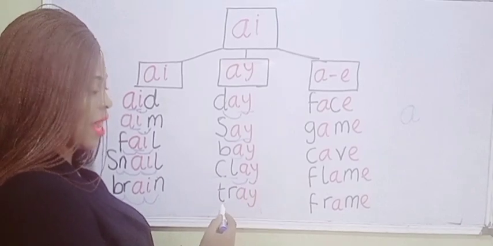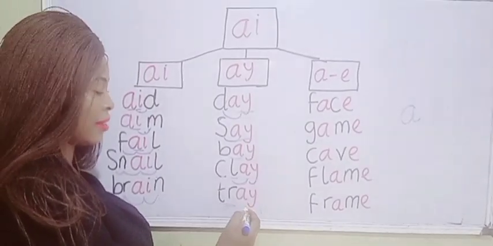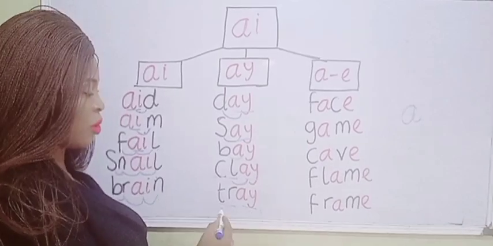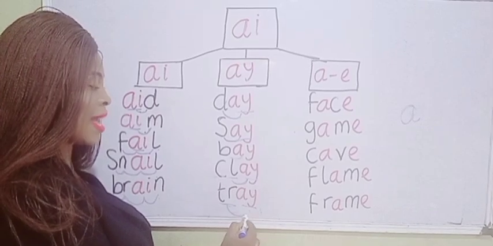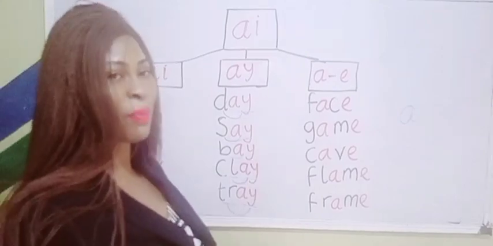And then we have another consonant digraph and a. So we have a consonant digraph and a vowel digraph. So we have a, tray, tray.